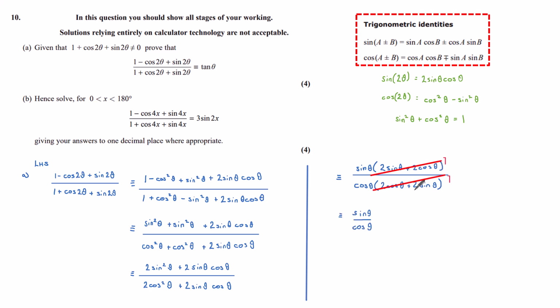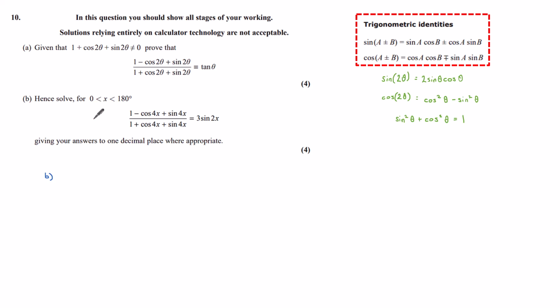I can see that these will cancel, and I'm left with sine theta over cos theta, which is tan theta. And so I'm back on the right hand side of my equivalence, and so I have proven it.